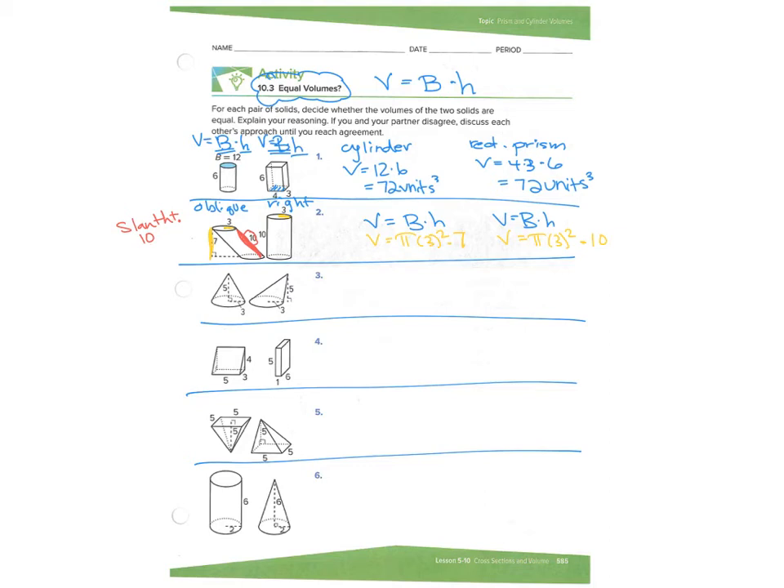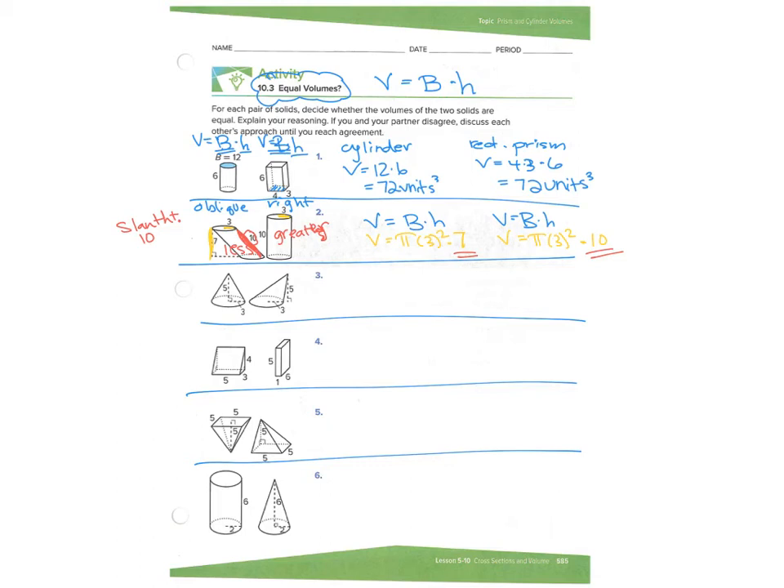The 7 is the height of my oblique cylinder. My oblique cylinder is shorter than my right cylinder. The height of my right cylinder is 10. So the right cylinder would have a greater volume if I took the time to calculate it. And the oblique cylinder would have a lesser volume than the other one because my heights are not equal.